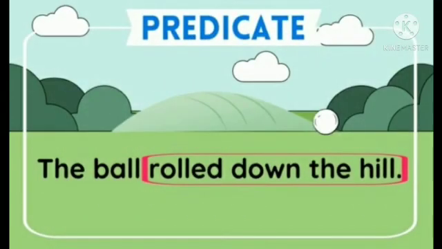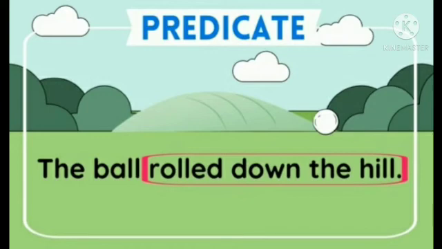The ball rolled down the hill. Now here, "rolled down the hill" is the predicate. Why is it? Because it is telling something about the subject. Here "the ball" is the subject. As I told you, dear children, the part of the sentence that tells something about the subject, or what the subject does, is known as the predicate.